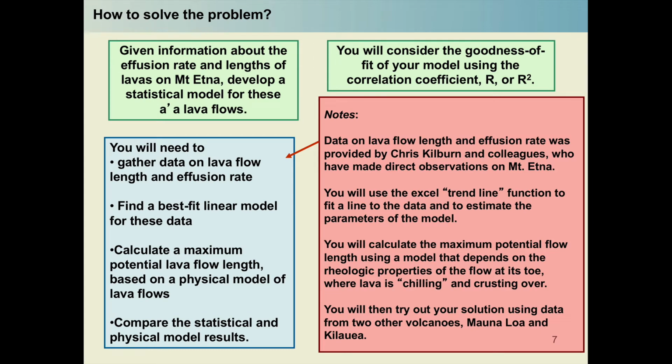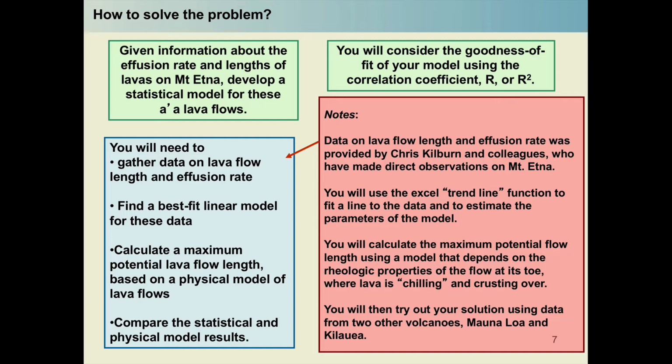So how are you going to solve this problem? You're going to be given some information from Mount Etna about effusion rate and lengths of lavas, and you're going to develop a statistical model for these lava flows. That's very important. Remember that this model is based on aa lava, not pahoehoe. You're also going to use this model to apply to lava flows on Io to estimate effusion rate.